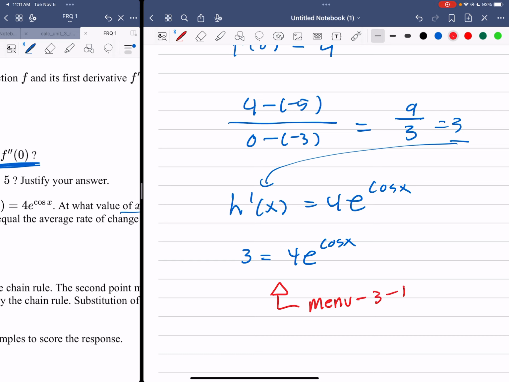Because you're not looking for y values, you just do menu 3-1, and then you will be able to find the x value, which is x equals something. You should get -1.862, something like that.